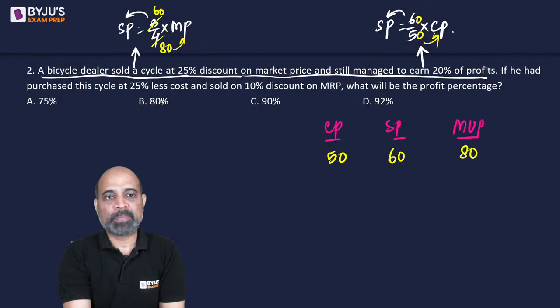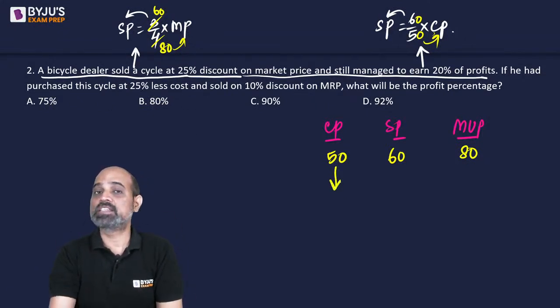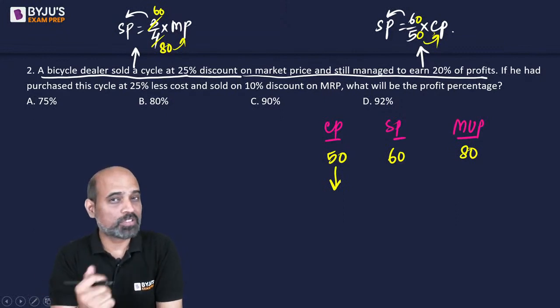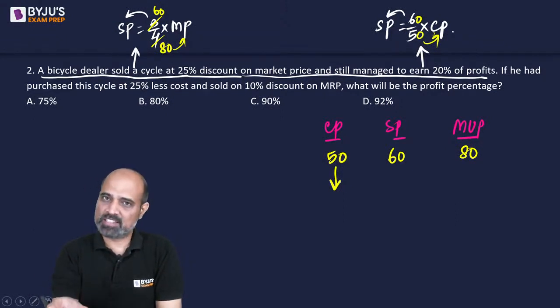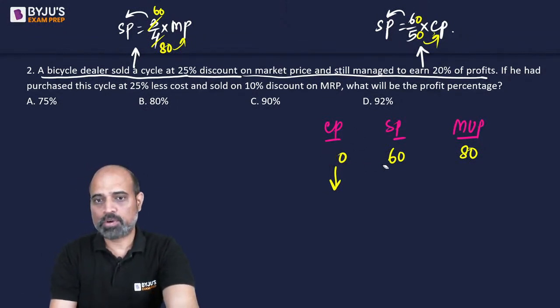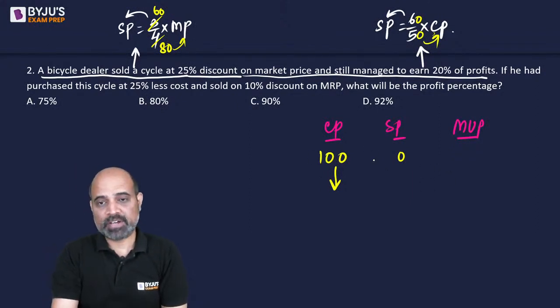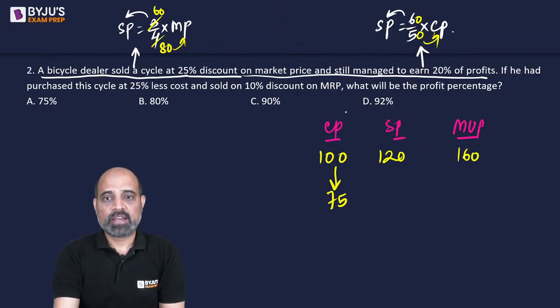Now it says if we had purchased this cycle at 25% less cost, यानी 50 की जगह पे इसका 25% less, 25% of 50 is 12.5. Now if I don't want to deal with point, 12.5 आ रहा है, what I can do is सबको double कर देते हैं. So if I double everything, this will become 100, this will become 120, and this one will become 100. कितना था? 80 था ना, तो 160. Such that 25% less, the new cost price is 75. Market price तो 160 ही होने वाला है, right?